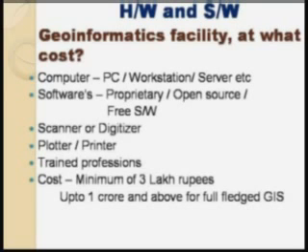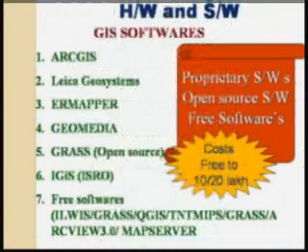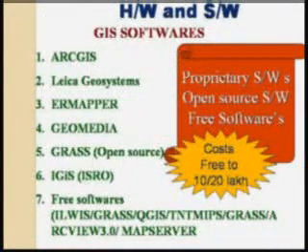Another important component is a scanner or digitizer. I think we'll be discussing this in more detail. But nowadays the scanner is replacing the digitizer. Then they have to spend 1 crore or above for a full-fledged GIS. So these are the different software. You have ArcGIS, ERDAS and others. These are divided into three types: proprietary, open source, and free, costing 10 to 20 lakhs.